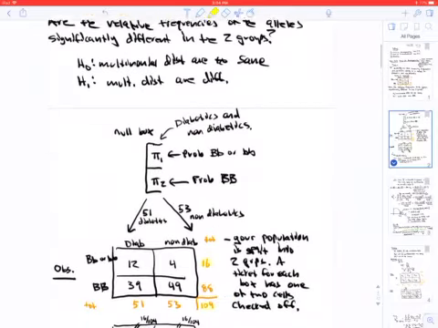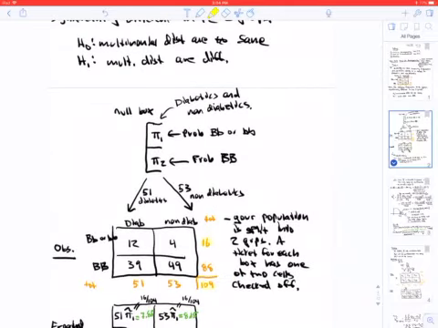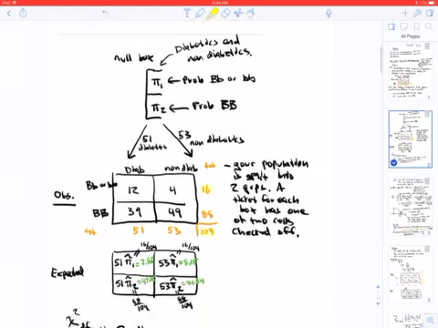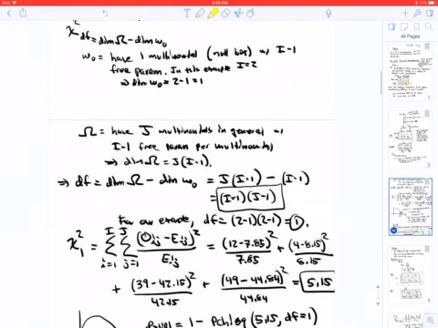So more generally, we have J of these multinomials. Each multinomial has I cells. So we have I minus 1 free cells per multinomial, J multinomials. So that's J times I minus 1. I'm so good today.